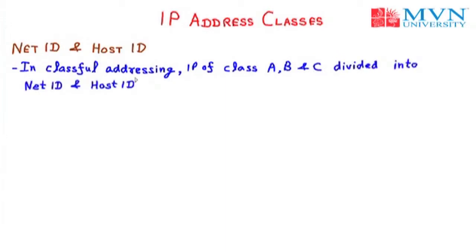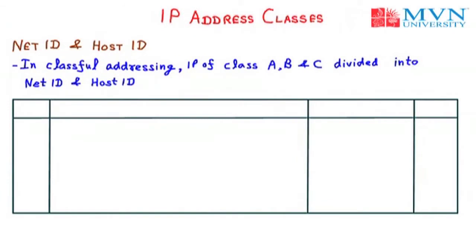To understand how the IPs are divided into net ID and host ID, we have a masking table. We will draw a masking table with the help of which a particular IP can be divided into host ID and net ID. Now we have a table with four fields. The first one is the class, the second one is the binary. Here binary stands for the binary notation of IP address classes. Then we have the decimal dotted notation of the IP address. And the last one is the CIDR. CIDR stands for classless inter-domain routing.